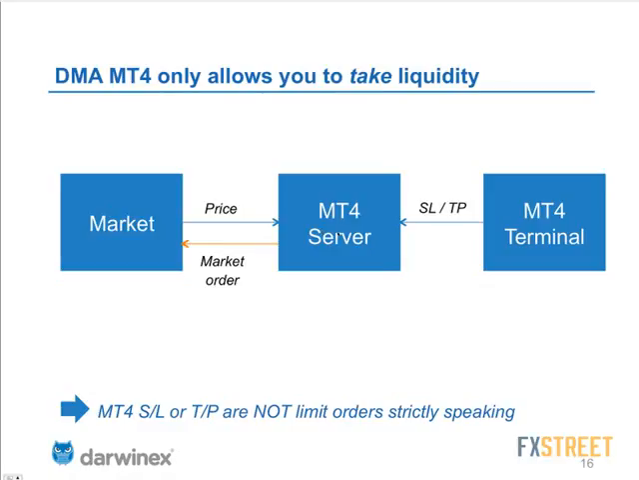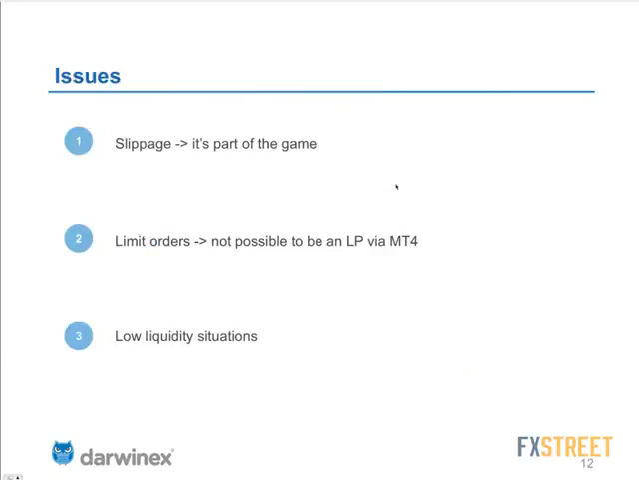So do you guys now understand the implications of this? Basically, because you're a liquidity taker, you cannot enter limit orders, and that means you have to live with slippage. Slippage is part of the game. If you're in the market, you're going to get slipped. The other point is that you cannot, strictly speaking, place limit orders when you're using MT4 in DMA mode or in broker mode, which of course means that you should beware of low liquidity situations.